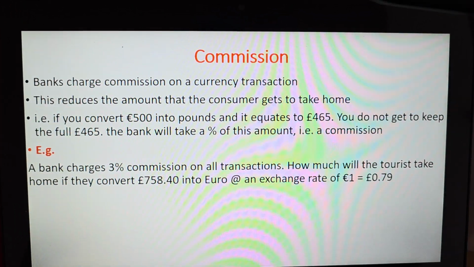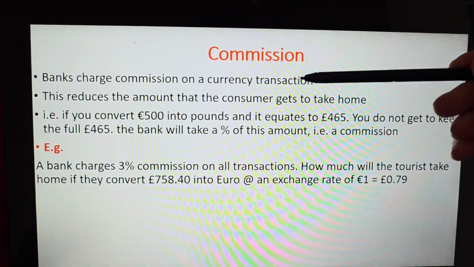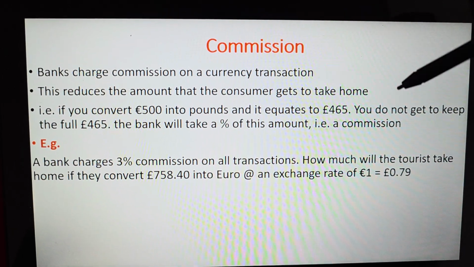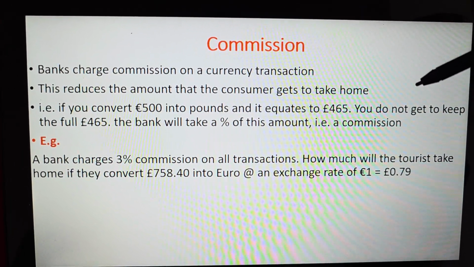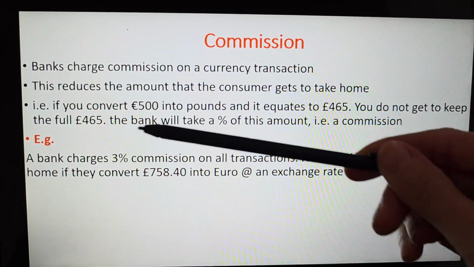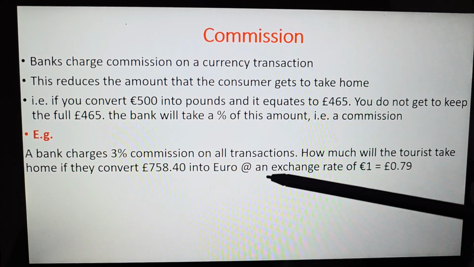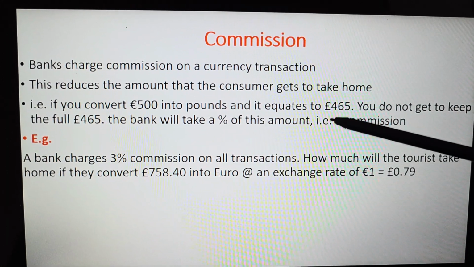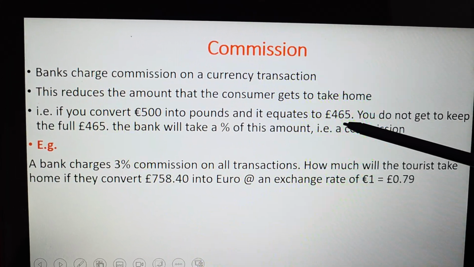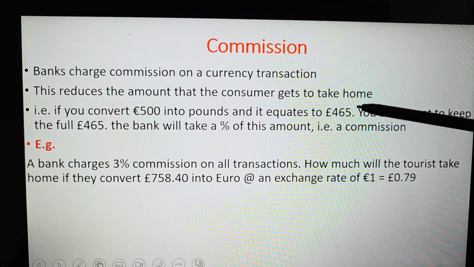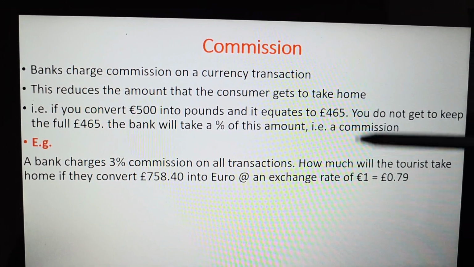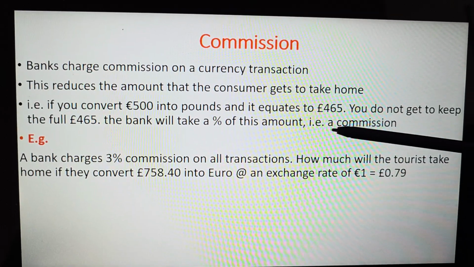Okay, so banks charge commission on every currency transaction that they do. This will reduce the amount that you get to actually take home when you've done the conversion. So for example, if you were to convert 500 euro into pounds sterling, it would equate to, we'll say, £465. But you won't actually get to keep that full £465. The bank will take a percentage of it off. And that's otherwise known as a commission.